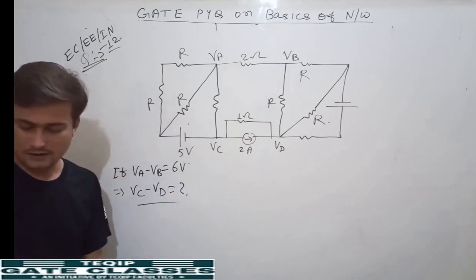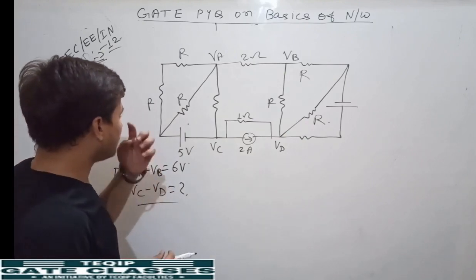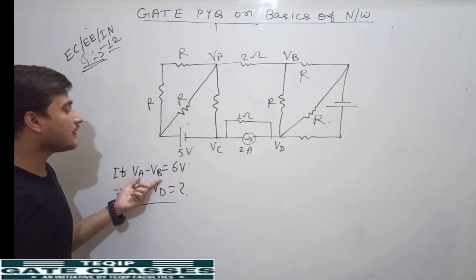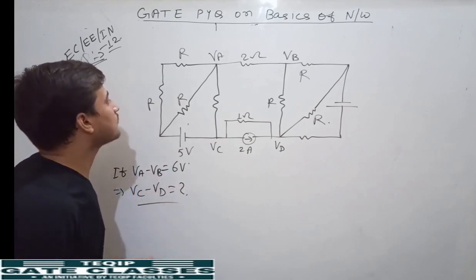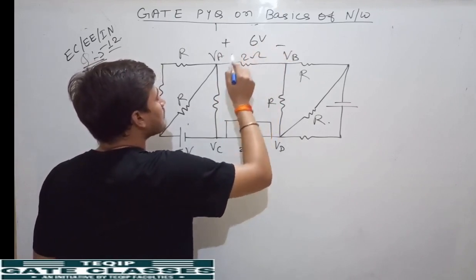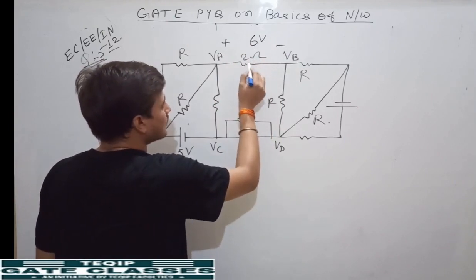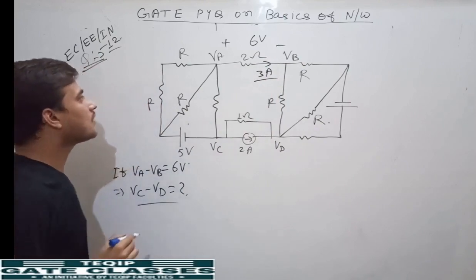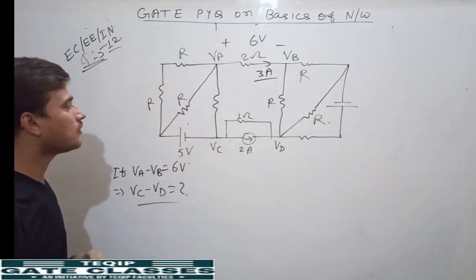Clear? So let us see how to solve this question. Here you see VA minus VB is given as 6 volt. Come to the solution. VA minus VB is 6 volt, that means here it is plus minus 6. Then 6 by 2, that means 3 ampere of current flowing through this branch. Then only here it will be 6 volt voltage drop.